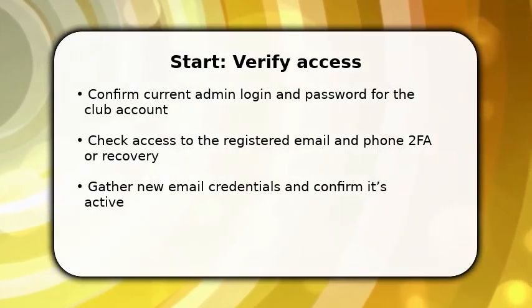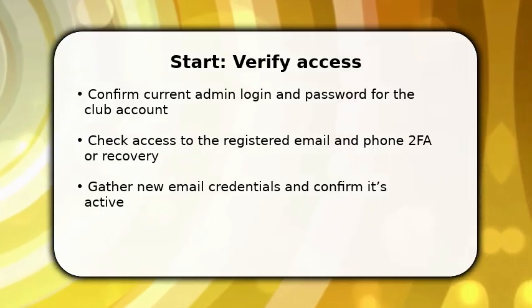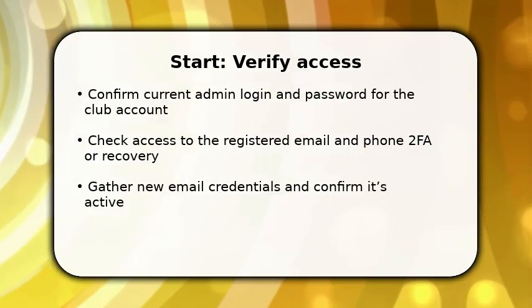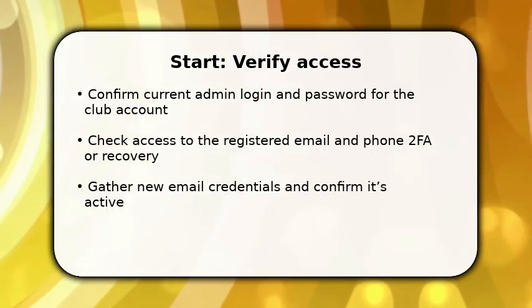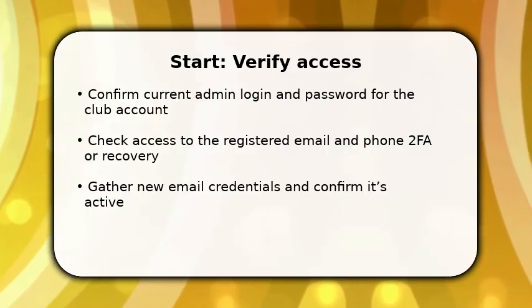You begin by proving you control the club account. Log in as the admin and confirm two-factor prompts. Once done, check the registered email inbox and any linked phone for recovery codes so changes won't lock you out. Make sure the new email is active and you can sign into it on another device. This prevents delays when the service sends verification links.